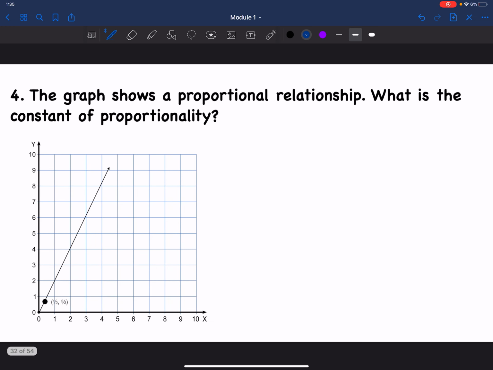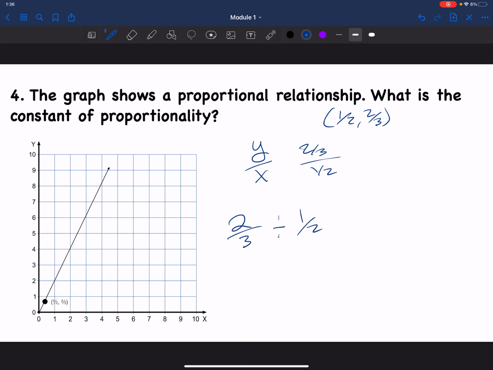Okay, let's go on to our number 4. The graph shows a proportional relationship. What is the constant of proportionality? And they only give us 1 point. Remember, we are doing y over x. Our point is 1/2, 2/3. So my y value there is 2/3 over my x value is 1/2. Another way to write this is 2/3 divided by 1/2.